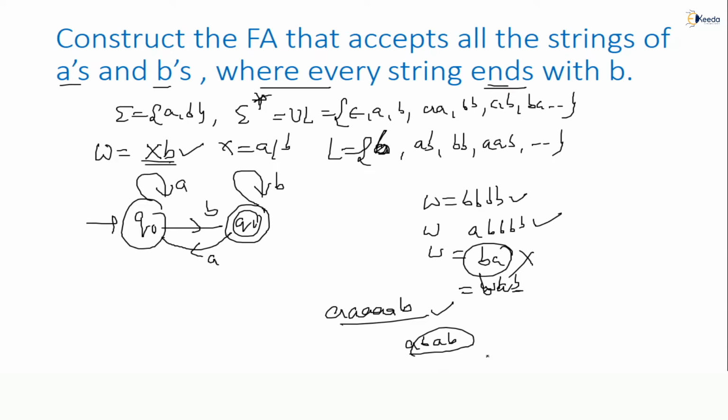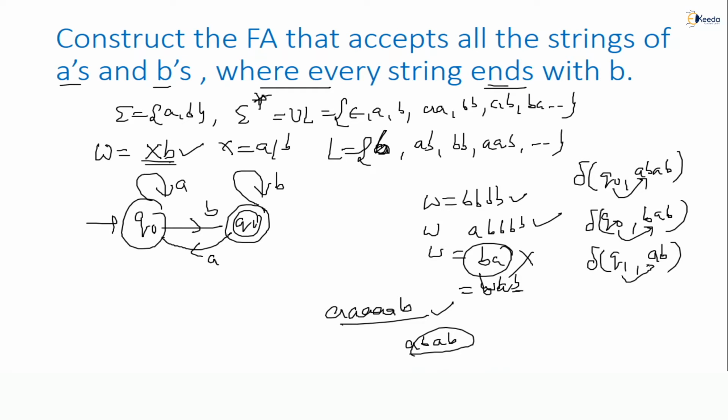See, suppose the transition of Q0 on ABAB. Q0 on A, Q0 only. Transition of Q0 on BAB. Now Q0 on B, Q1. Q1 remaining string is AB. Q1 on A, Q0 only. Q0 remaining B will be there. Q0 on B, Q1. So Q1 is the final state or not? So the string is accepted.